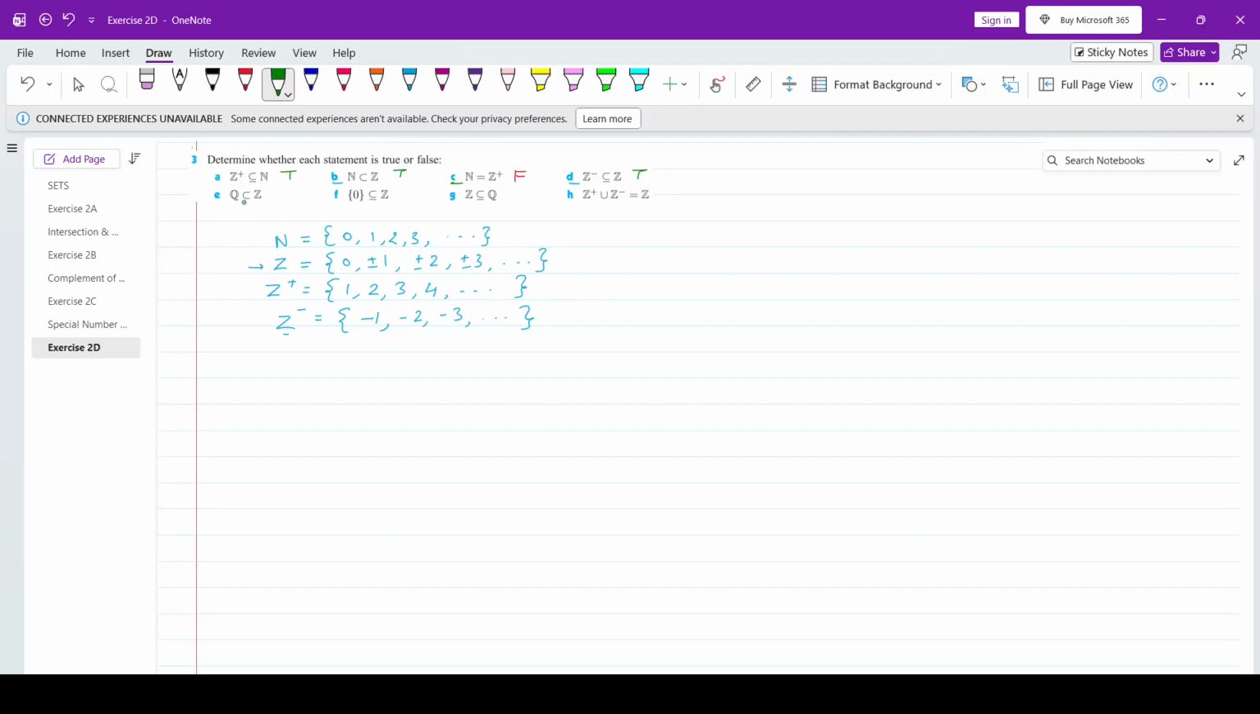Now Q is a proper subset of Z. Now we know Q is in the form p by q, or 1.23 or 1.234 bar. The question is asking Q is a proper subset of Z. Z is a set of integers. However, Q is a set of rational numbers. So this statement is false.